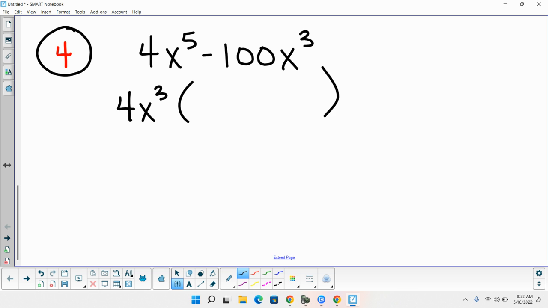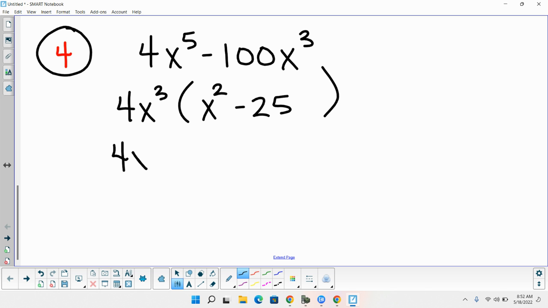So then I make a set of parentheses, and since there's 2 terms to start with, there should be 2 terms in my parentheses, right? What's 4x to the 5th divided by 4x cubed? X squared. What's -100x cubed divided by 4x cubed? -25. Is it factored completely yet? No.